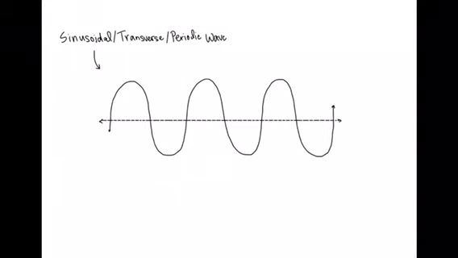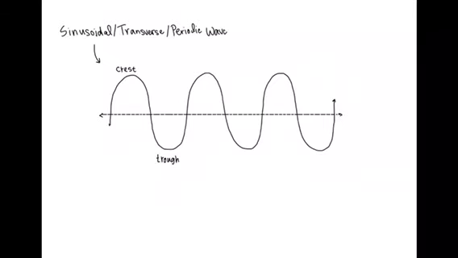In this video, we're going to talk about the different properties of waves and use them to solve problems. So we've got a wave that looks like this. If you remember from our first video on reflection, this is a sinusoidal wave, also called a transverse wave or periodic wave. The highest point on the wave is called the crest, and the lowest point on the wave is called a trough.